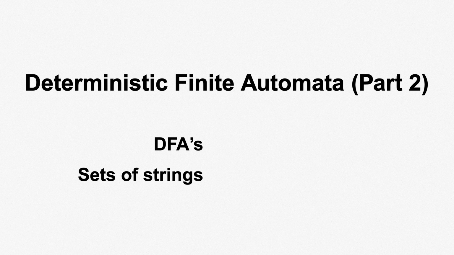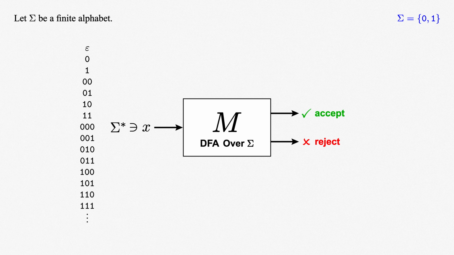In this video, we'll look further into the relationship between deterministic finite automata and sets of strings, arriving at the definition of regular sets, the study of which will drive our inquiries during this segment of the course. Let sigma be a finite alphabet. We'll use the alphabet {0, 1} in our examples for this video, but the concepts and results we discuss apply to any finite alphabet.